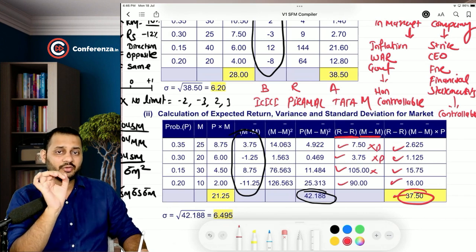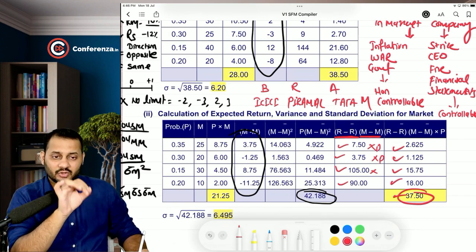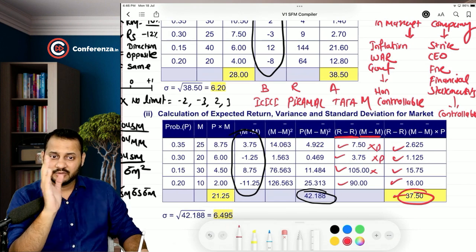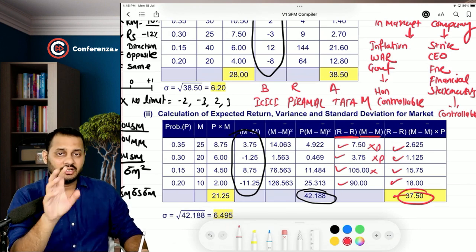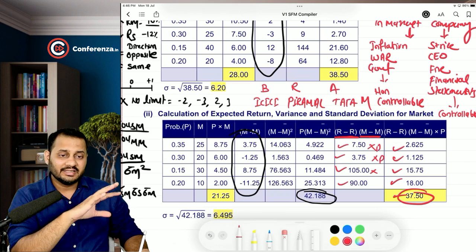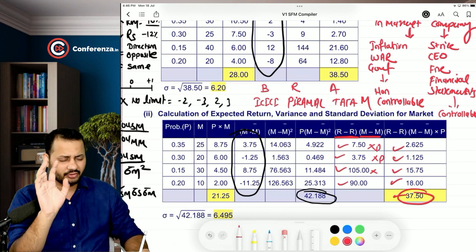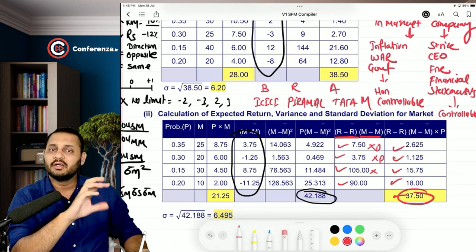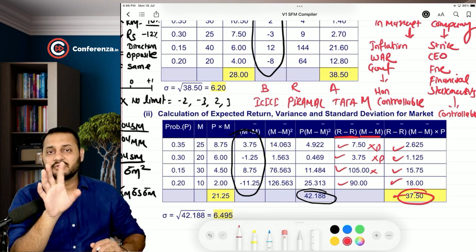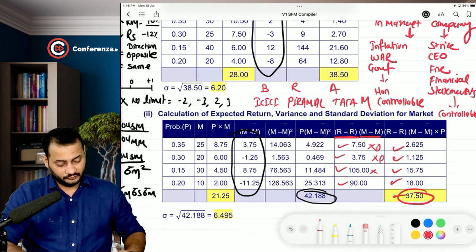Please understand, you don't have to divide this covariance by the number of observations. The probability has done its work. So there is no more need to divide it by n. The number of observations should not be considered in the denominator. 37.50 itself is the covariance.